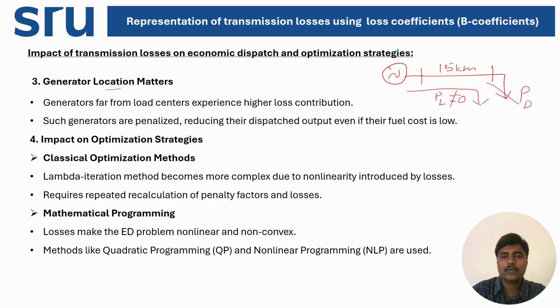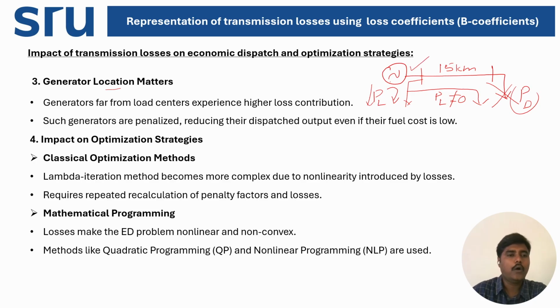Suppose the load is not located there, and instead the load is connected very near to the generating station. Then the distance of power transmission is very, very less, so obviously you will have very less power transmission losses. That's why it is always required to ensure that, wherever possible, you try to minimize the distance between the load demand and the generation plant.